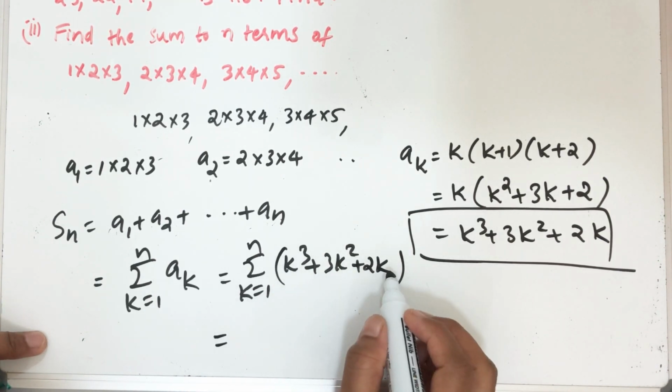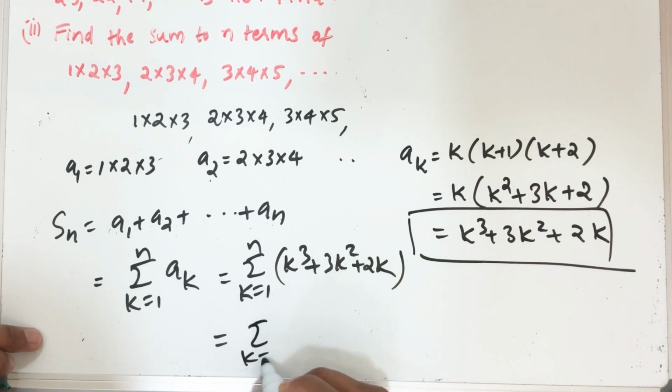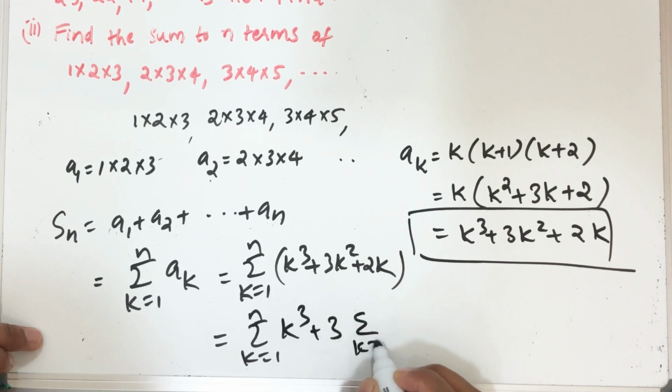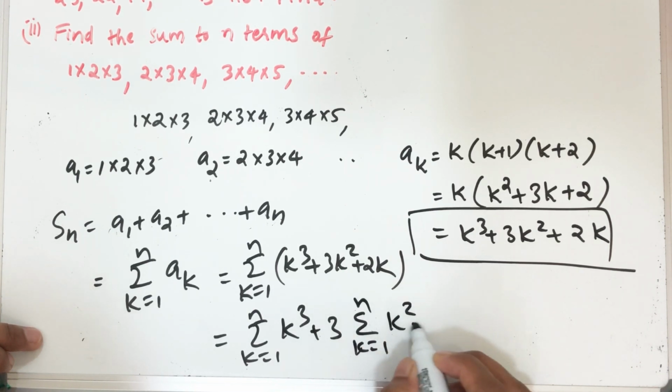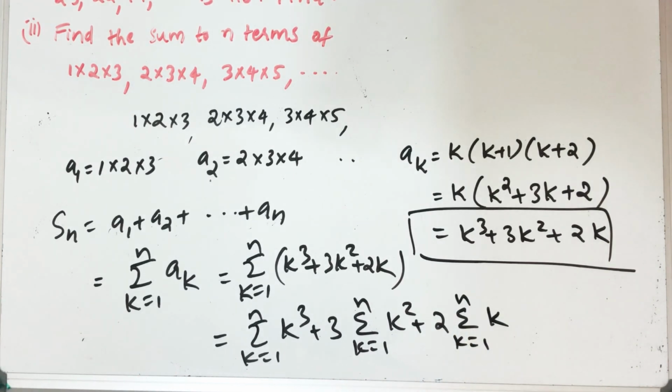we can separate this. Series k from 1 to n of k cube, plus 3 into series k from 1 to n of k square, plus 2 into series k from 1 to n of k. Here series k cube, k from 1 to n. This is 1 cube plus 2 cube plus 3 cube plus etc. plus n cube. We know the formula. This is equal to n into (n plus 1) by 2, the whole square.